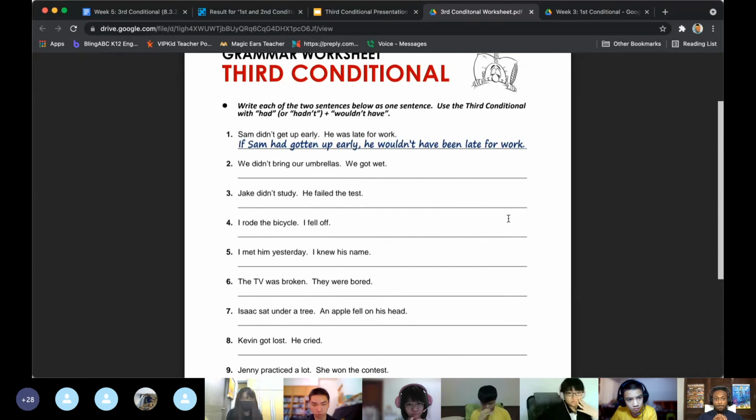If we had brought our umbrella, we wouldn't have gotten wet. Yes, if we had brought our umbrellas, we wouldn't have gotten wet. Perfect. Good job, Joyce. All right, Angel.